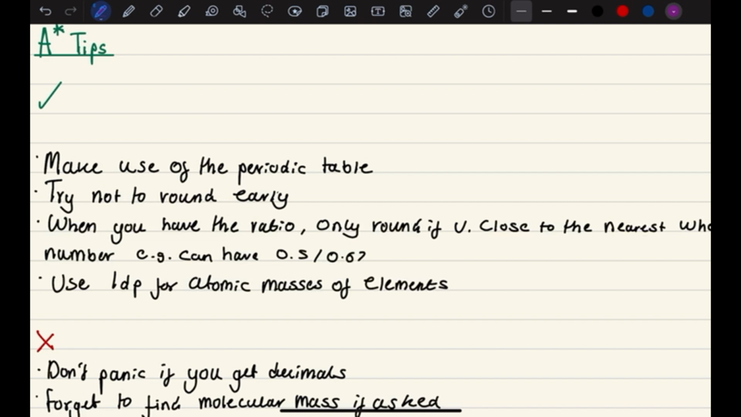Cool. Don't round early as well. Guys, you've got to love that answer button on your calculator. You've got to love the answer button on your calculator. Please use it because it will help you out and it will mean that you don't make silly mistakes because you rounded too early.